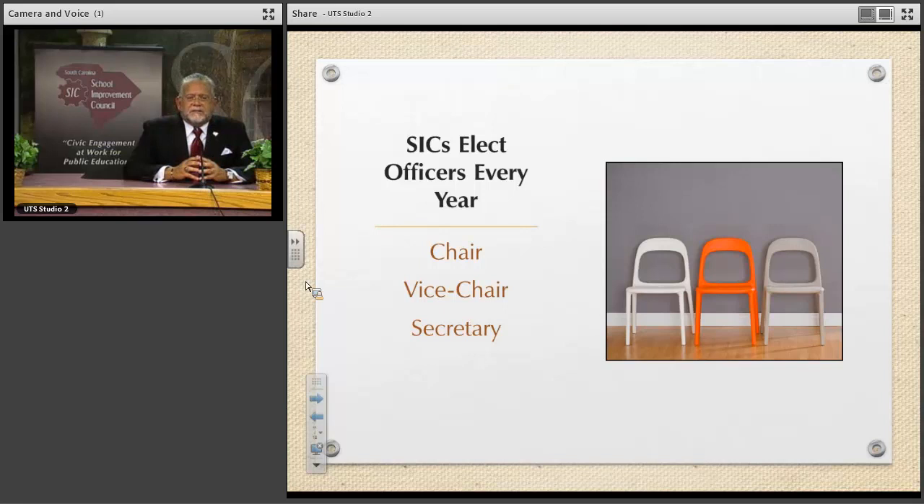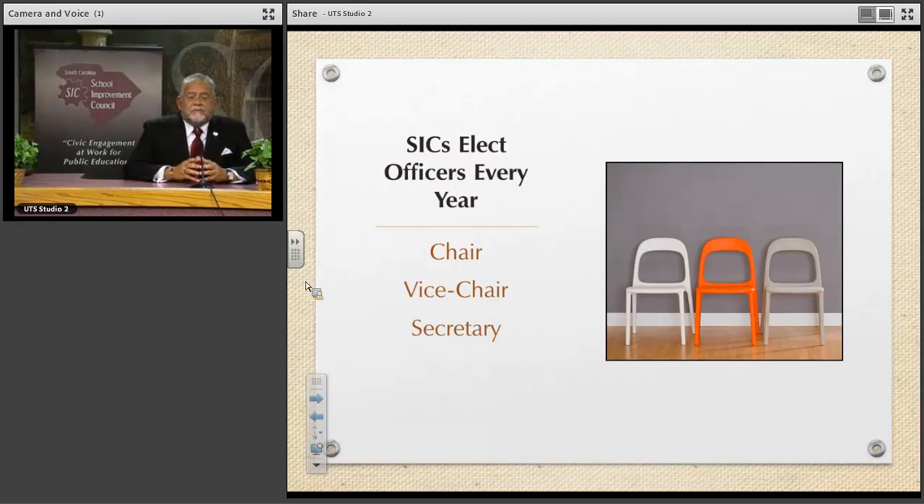Once your SIC has assembled all of its members for the current school year, one of the first orders of business should be electing SIC officers. SICs usually have 3 officers, a chair, a vice chair, and a secretary. SICs don't handle funds directly or maintain bank accounts in their own name, so they don't have a treasurer. SICs can create additional officer positions by adding them to the bylaws.